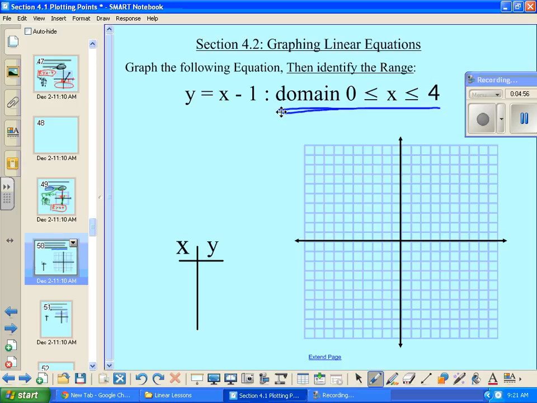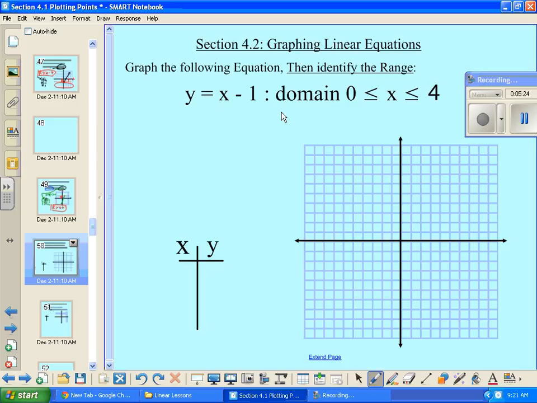It says the domain is 0 is less than or equal to x, which is less than or equal to 4. And as I tell the students, this kind of looks like what it is. It's saying that all my x values are between these two numbers. I can't have anything bigger or smaller than those numbers. My x values have to be at least 0, but can't be more than 4. So it's those numbers and anything in between. So I actually have boundaries on each end of this domain.